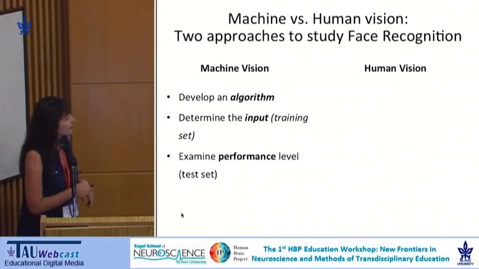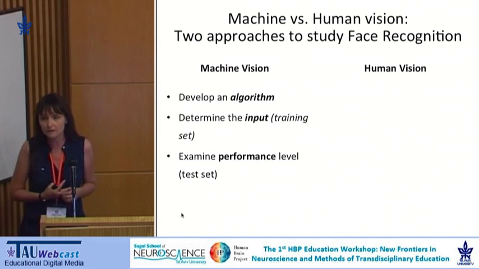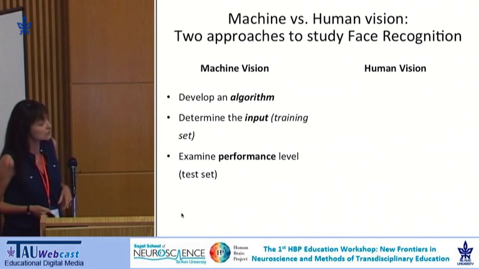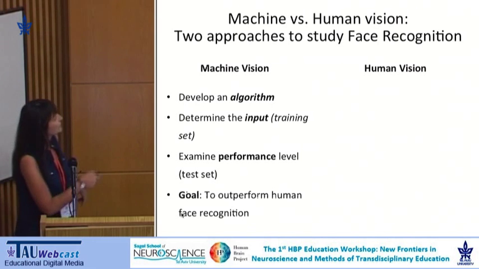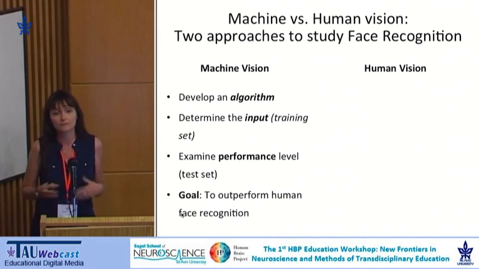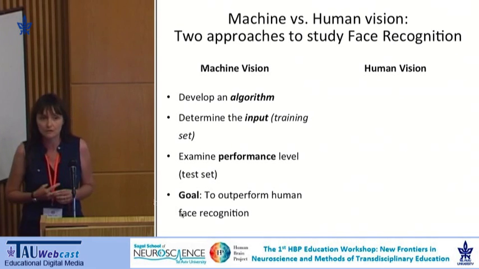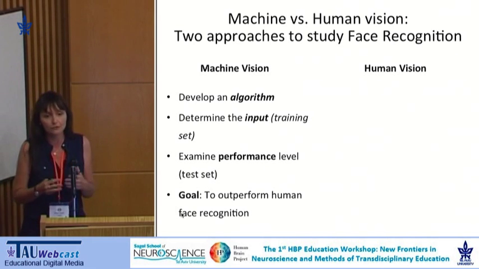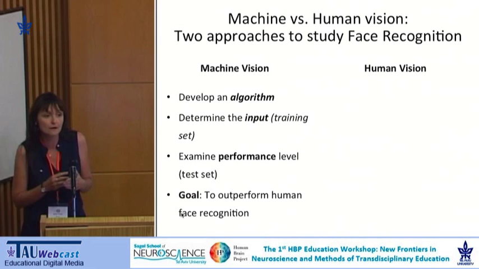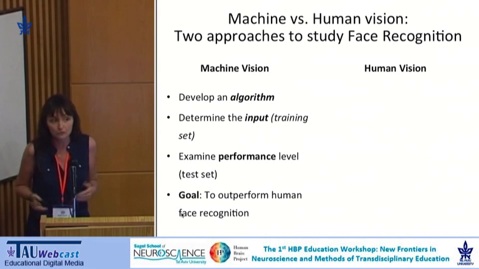This is then tested by examining the performance of this algorithm on a new data set of images, and the goal at the end of all the machine vision algorithms is to outperform the human brain, to do it better than the human brain, because the human brain is so far considered to be doing it the best. But I think the algorithms in the past few years have gone a long way, and they're actually doing a pretty amazing job.